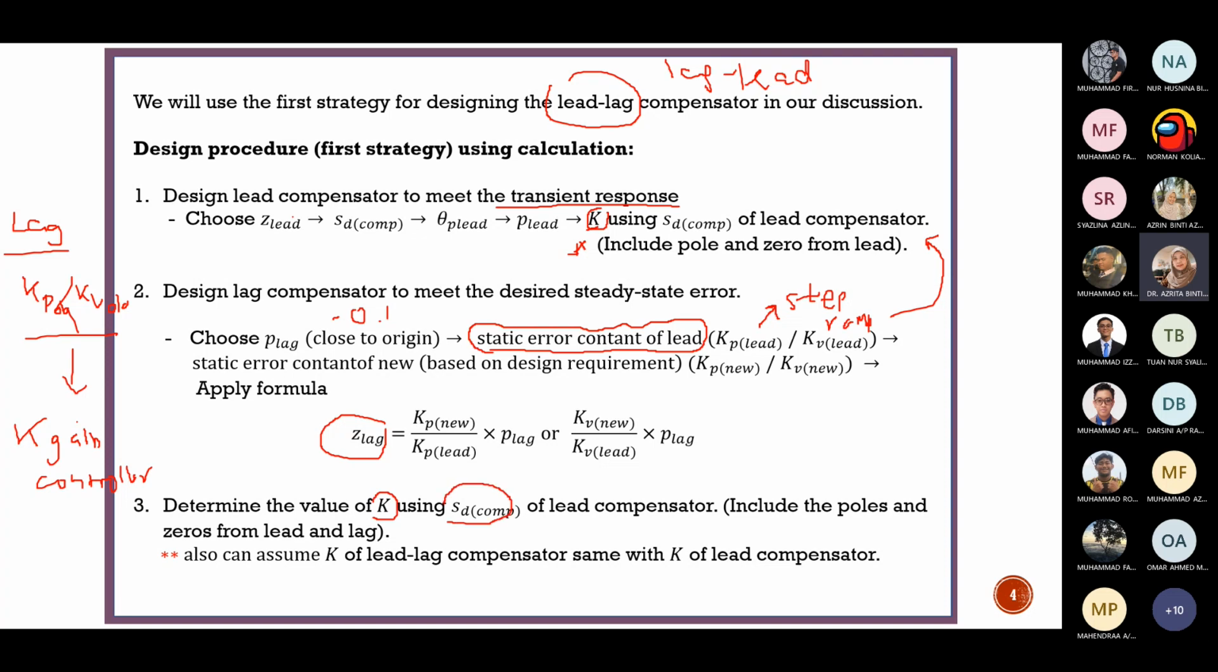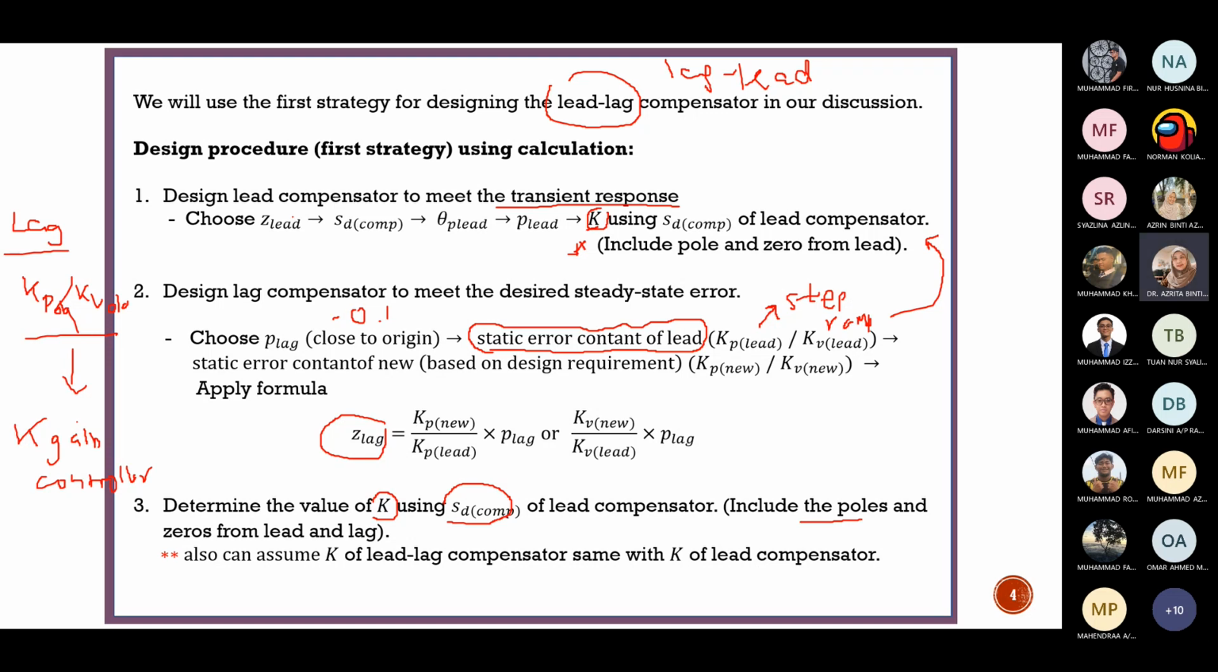The ST compensator of the lead compensator includes the poles and zeros from the lead and lag. So please remember to include the poles and zeros from the lead and lag compensators that we have already designed from the first and second steps.